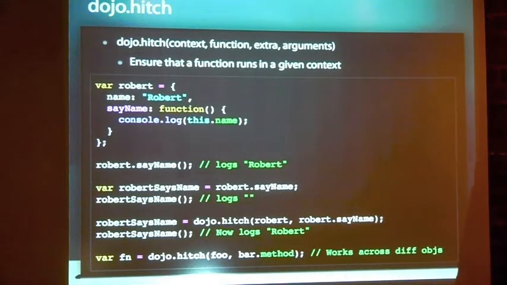Make sense? So it's very handy. We use this all the time when we're making asynchronous calls to a server to get some data, but we want that data to come back in a certain scope of an object. So that's a great function. Any questions there? Okay.